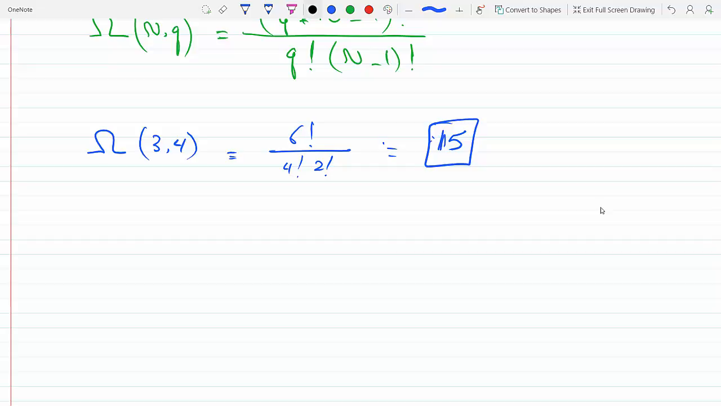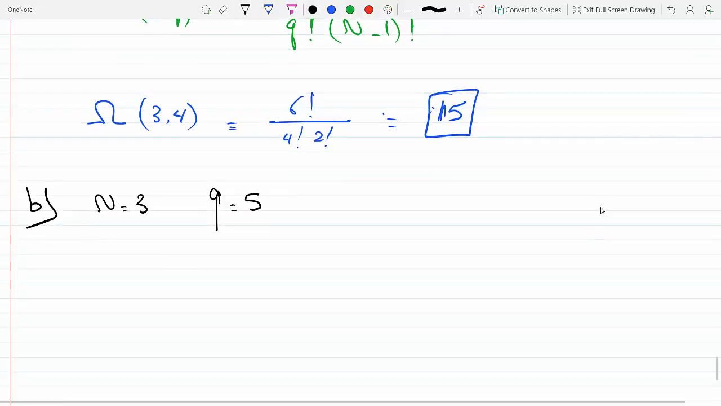So if I were to go to part B, and here we have n equal 3, q equal 5, right? We're just gonna get more. Here you can see it's probably gonna be more like 21 states, 21 possible microstates. Okay, so let's see.